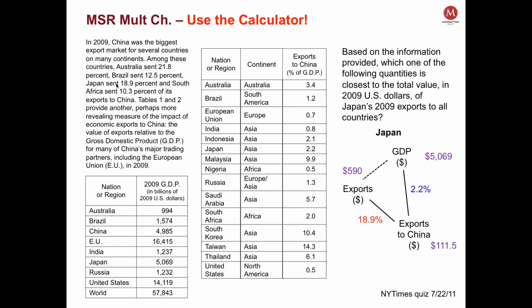But that 18.9 is in the text, and that also is very common on MSR. There are numbers in the text. So it's like GMAT has thrown you a little curveball here: reading comprehension problems with numbers, numbers that you need to solve the problem.